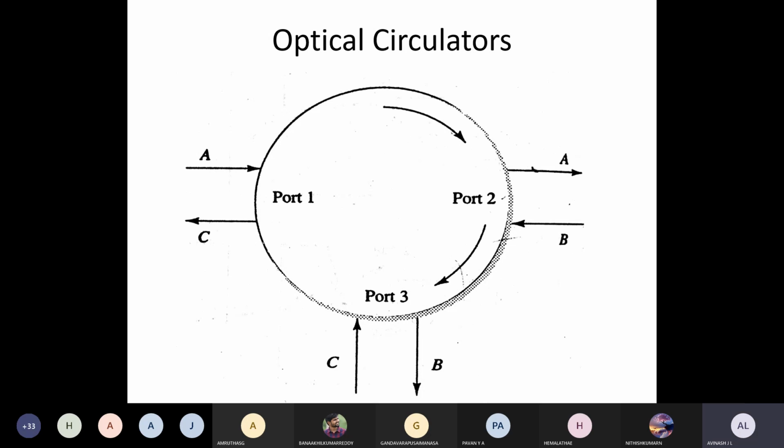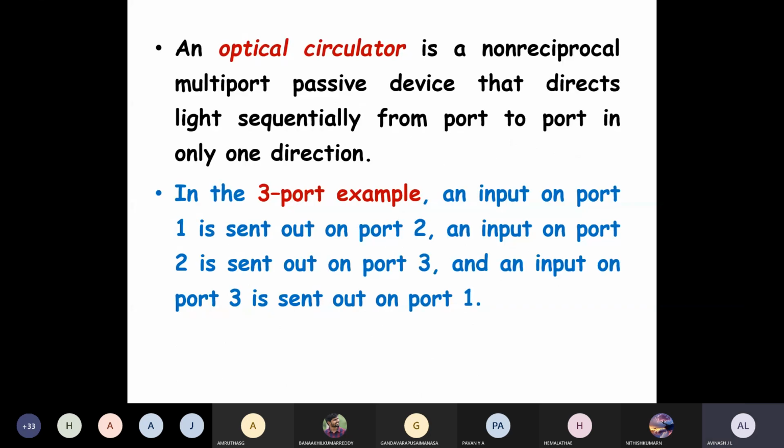So you can make a diagram. Once you write the diagram, we can go for the next thing. So here, the optical circulator explanation for this.